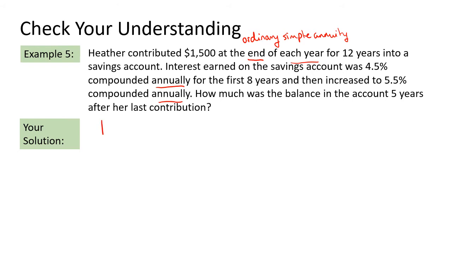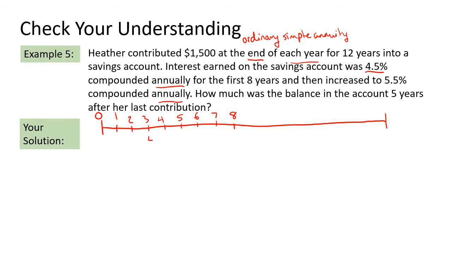So again, I'm going to start with a graph. Okay, so this is year 0. Okay, so for the first 8 years, she had interest of 4.5%. So 1, 2, 3, 4, 5, 6, 7, 8. So this is year 8. And during that time, she had 4.5%. Okay, then for the rest of the period, she had 5.5%. Okay, so in her annuity, it was 12 years. So she's got 9, 10, 11, 12. Okay, so this is when her annuity ends.